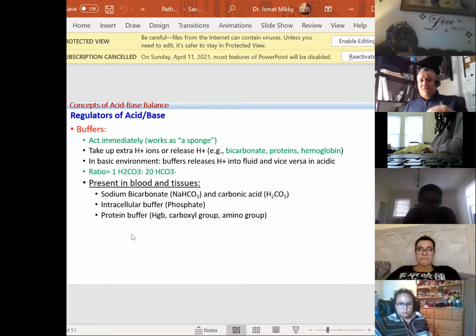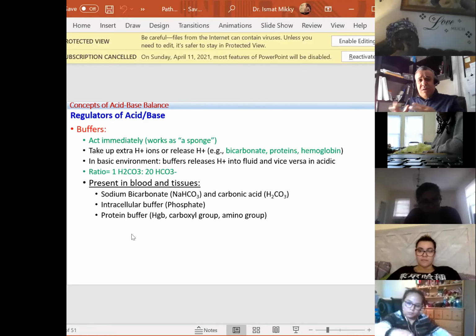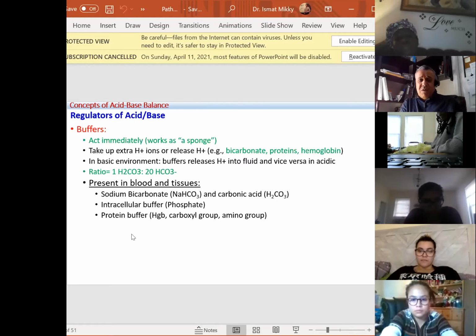Now, this is the first step as you analyze and interpret the ABGs: to identify whether the plasma is acidic or alkalotic. It's acidic when the plasma pH is less than 7.35, and when it's more than 7.45, it is alkaline, or basic.